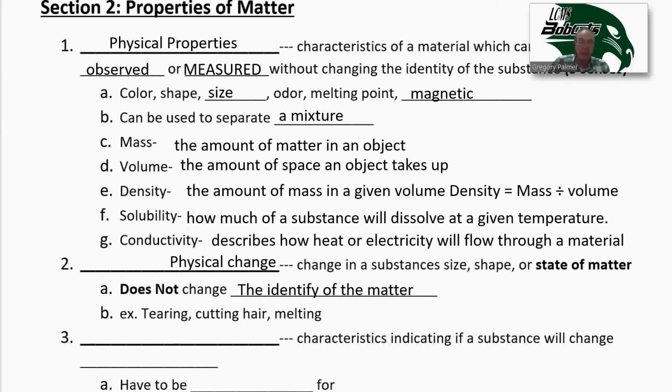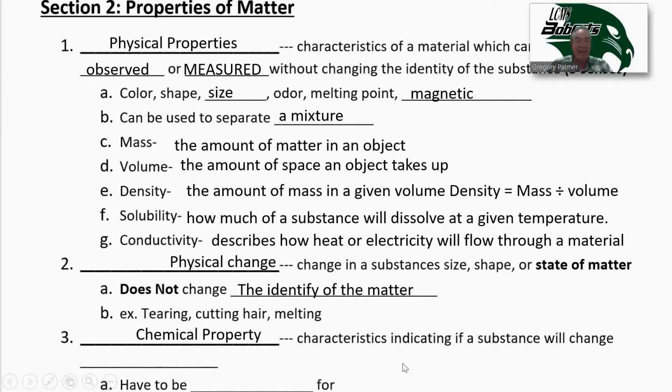Like if you tear a piece of paper, you got two pieces, but it's still paper. If you cut your hair, you got hair that's still attached to your head, and you got hair on the floor, but it's still hair. If you melt an ice cube, okay, the melting is a change, but the ice was H2O when it was frozen, and in the liquid puddle, it's still H2O.